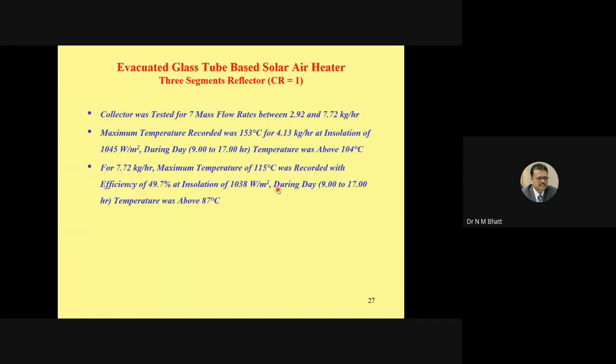So what the slides tell you is that a very high concentration ratio is not required if your temperature requirement is very low. If you require a temperature only close to 100 degrees centigrade, you need not go for a very high concentration ratio. A concentration ratio of 1 would be sufficient.